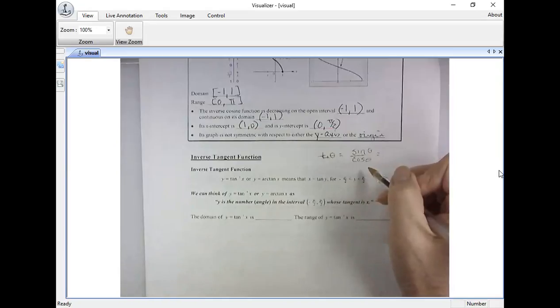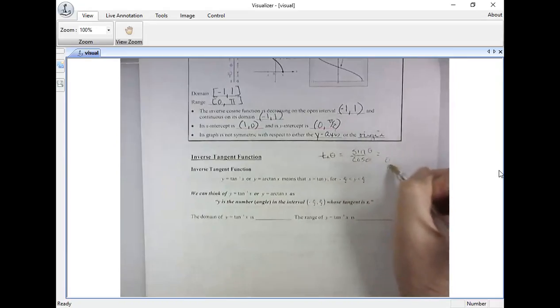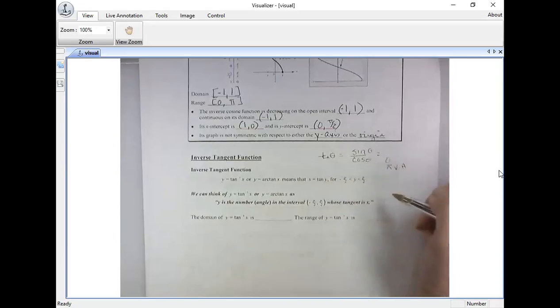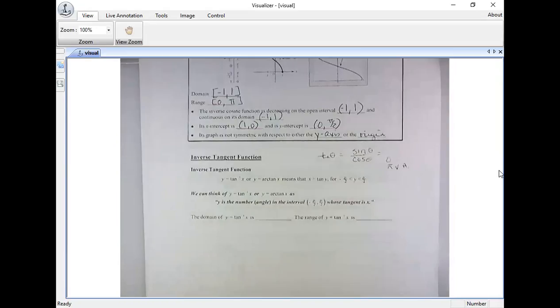What is the value in the denominator that causes me to have an asymptote? When the denominator becomes 0. So I need to know where cosine theta would be 0 to know where my vertical asymptote would be. Does that make sense? This is how I'm going to decide if I want quadrants 1 and 2 or 1 and 4. So at what value is the cosine going to give me 0 for my ratio? Cosine of what angle would be 0?